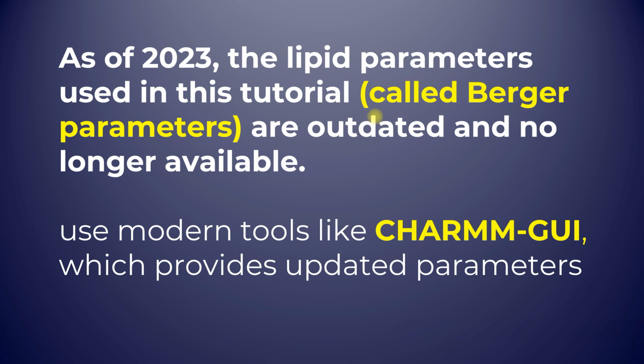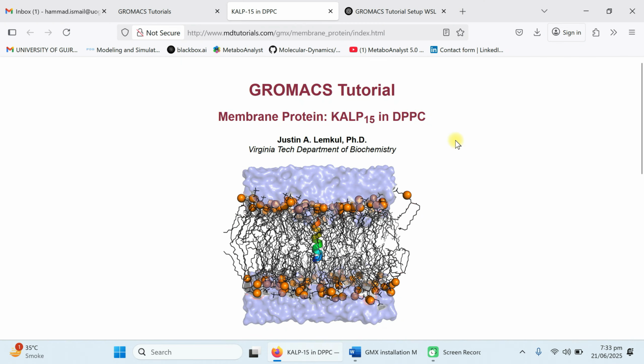We will use this tutorial to maintain the original tutorial of Gromacs and make it available for everyone. However, if you want to change these budget parameters, you can use a modern tool like CHARMM-GUI. We will make a separate video on CHARMM-GUI on how you can generate the membrane protein parameters. This is the original tutorial which we are going to demonstrate today.